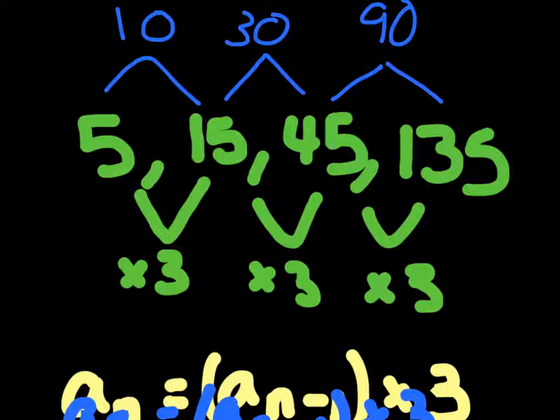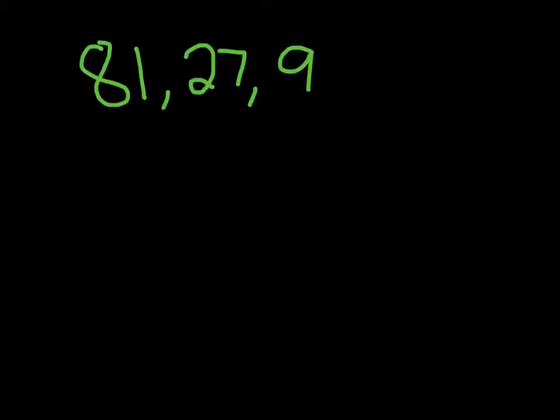Now let's go on to the next slide and do another one. Let's say we have the series 81, 27, and 9. It's a fairly simple series, as we can see where we're going. But let's say we want to find the fourth and fifth terms. So let's first create a generic formula which will help us solve this.